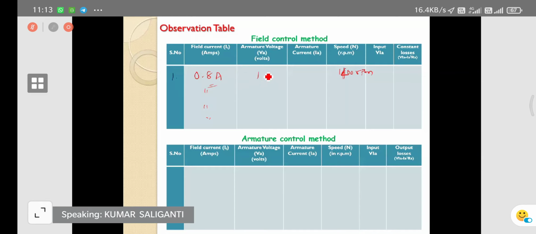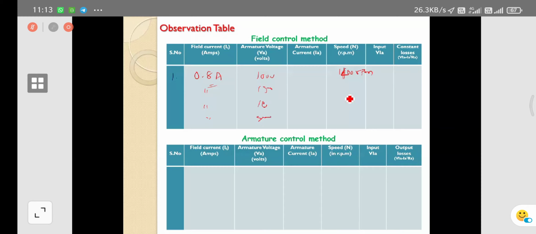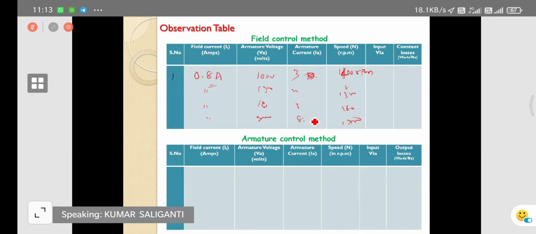So the armature voltage goes like 100 volts, 150 volts, 180 volts, 200 volts. The speed also increases like 1400, 1500, 1600, and 1700. The armature current also increases, like 3 amps, 4 amps, 6.5 amps, 8.9 amps. So these are the readings of this field control method.